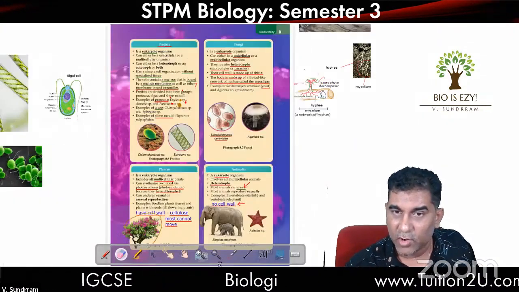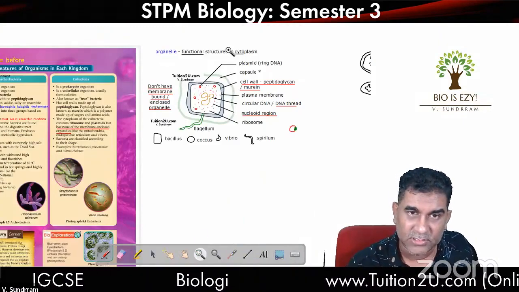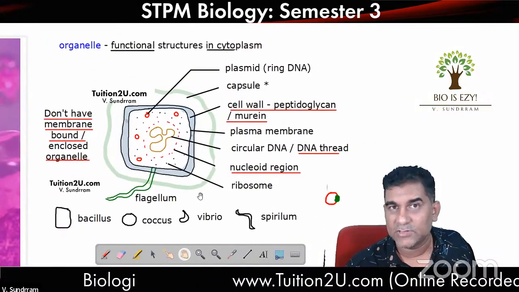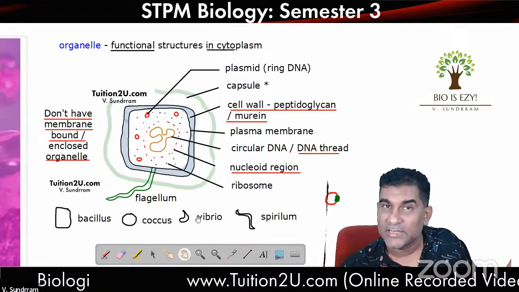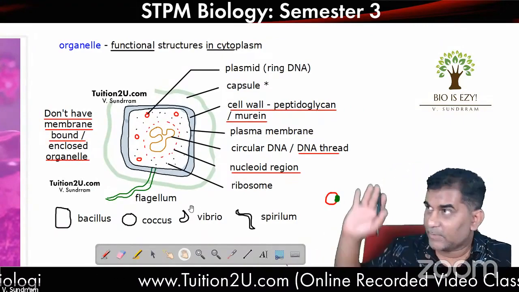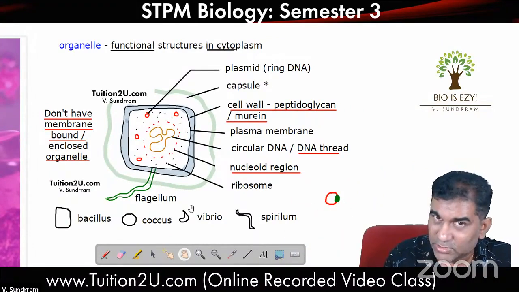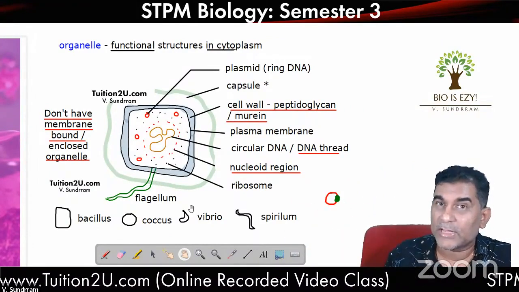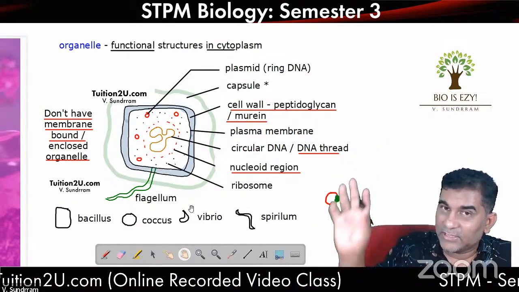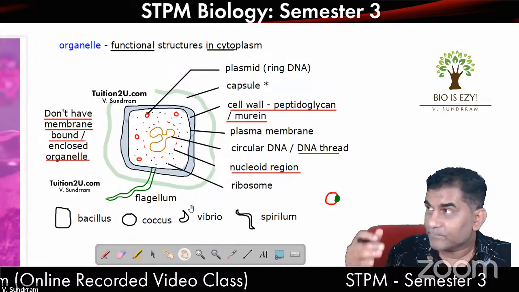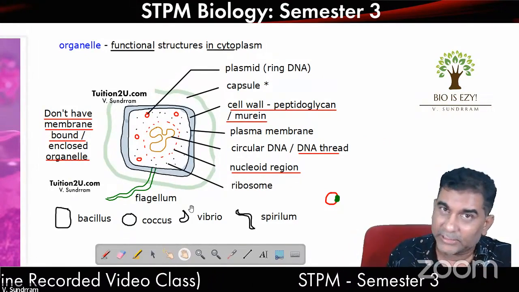We should have drawn a picture that looks like this. This is what I drew for my Form 4 students. Almost everything here is what you need to know. This is bacteria, prokaryote. Check back your semester 1 notes if you still have them. Chapter 2, the first question, difference between prokaryote and eukaryote. Everything that you write under prokaryote is the characteristic of kingdom prokaryote.